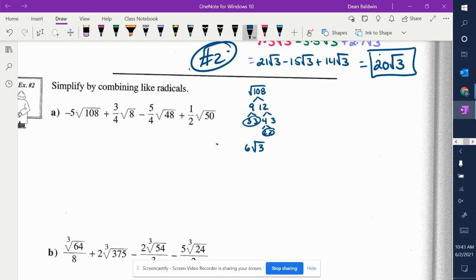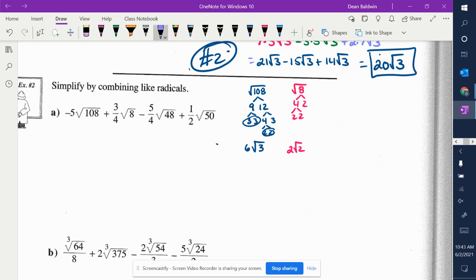We'll deal with the root 8. Do it in a different color. 4 and 2, 2 and 2. So I can pull out a 2, and I get 2 root 2. Everybody okay so far? If you break them down separately, it's okay.